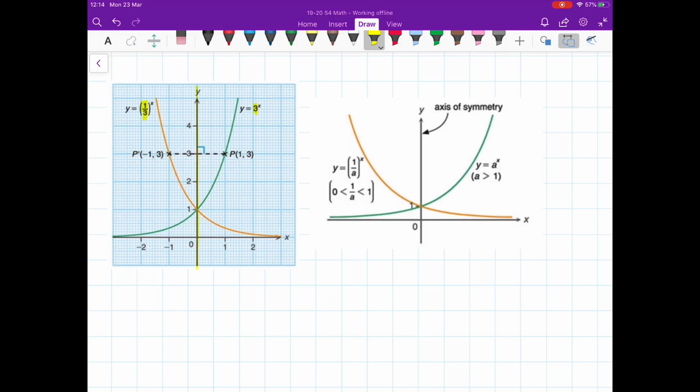Generally, please take a look at the picture on the right hand side. For the exponential function y equals to a to the power x, it must reflect with the exponential function of its reciprocal, 1 over a. And the y-axis is the axis of symmetry. You can mark down the property that they reflect each other.